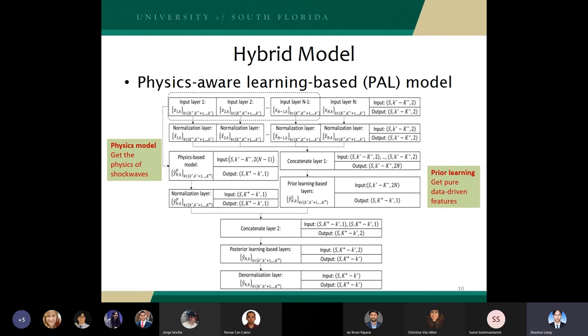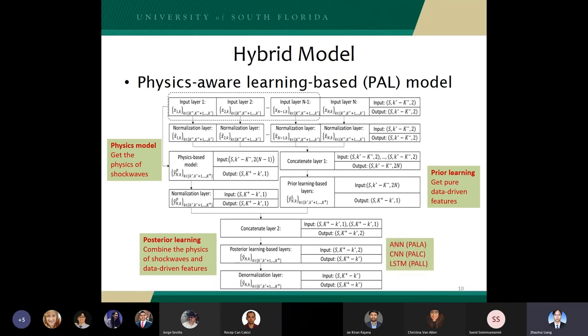On the other hand, we use prior learning layers, for example, LSTM, to get the pure data-driven features with all inputs. Then, in the posterior learning layers, we combine the physics of shock waves and the data-driven features.